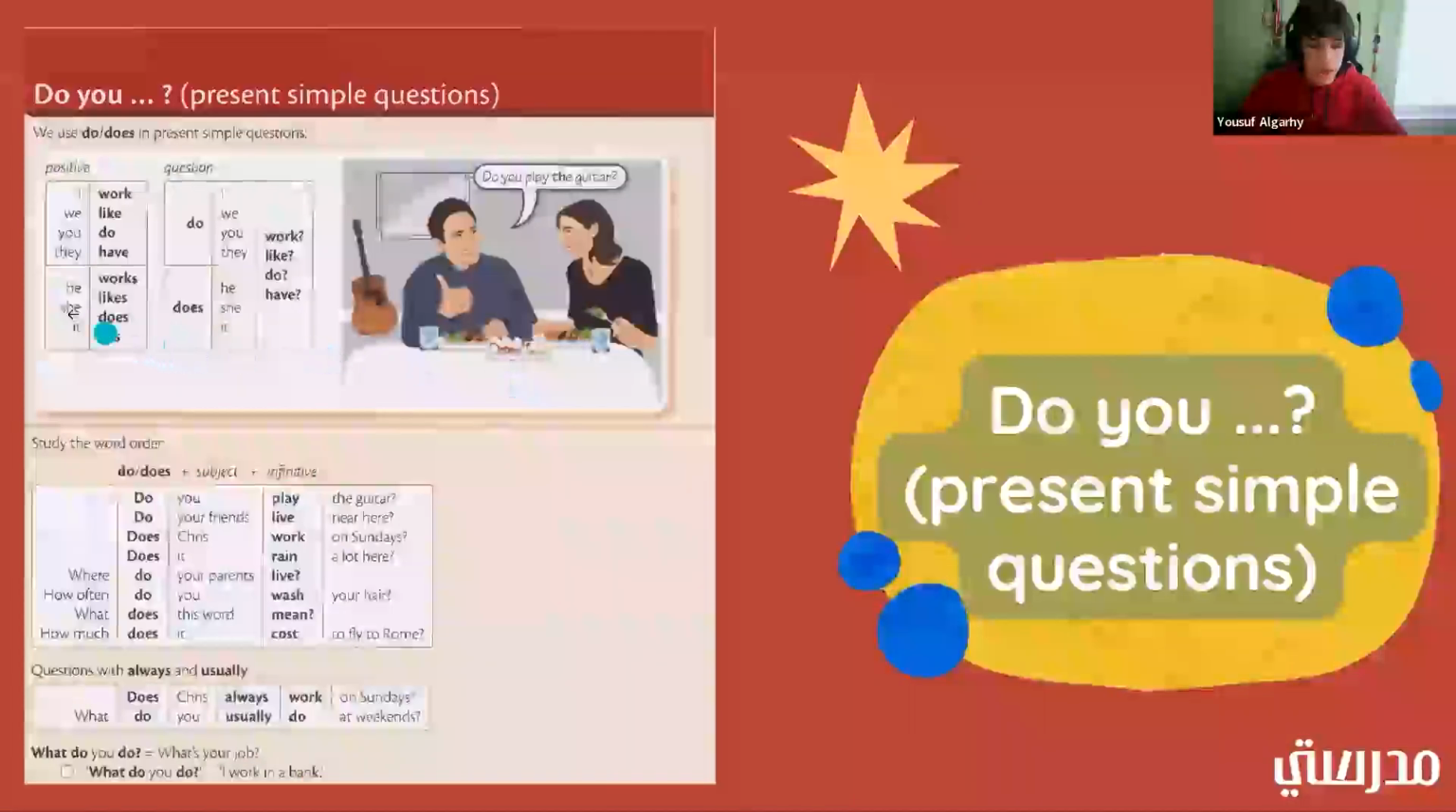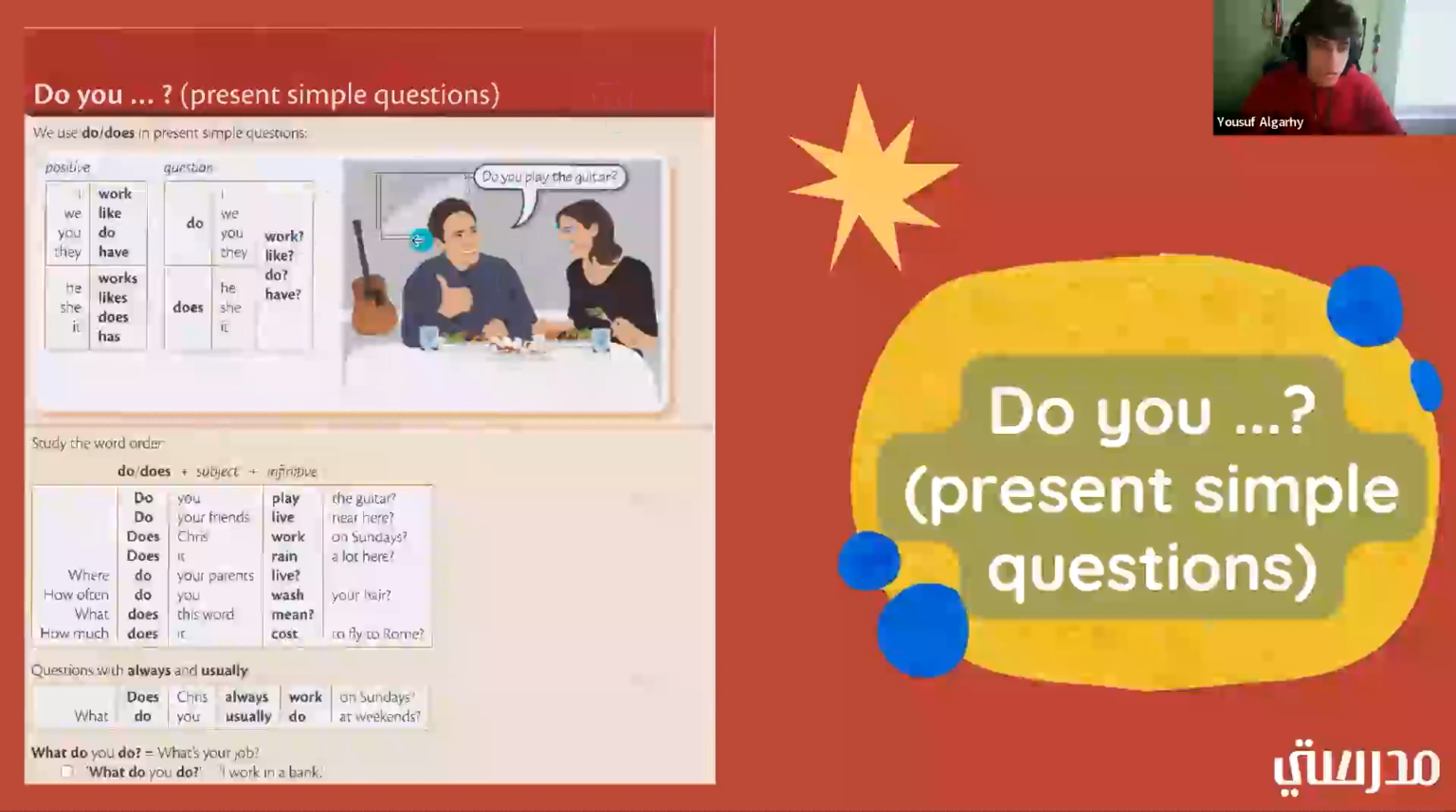So let's go ahead and get started. So we use do and does in present simple questions, okay? So I work, we like, you do, they have, okay? He works, she likes, it does, he has. All right, so those are all positives. But if we change it to a question, we have things like do I work, do we like, do you do, do they have. It starts off with a do. And then we could also have does he work, does she like, does it do, does he have.